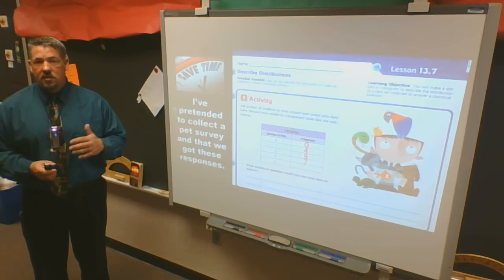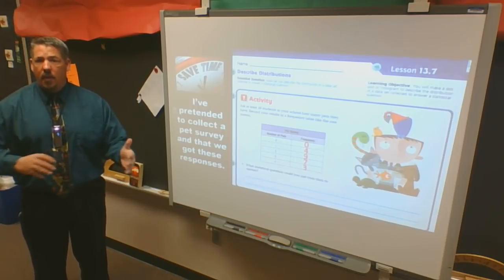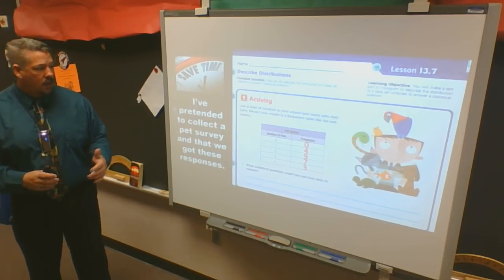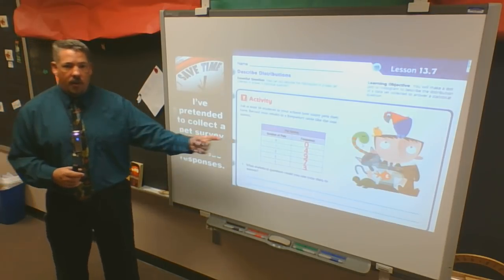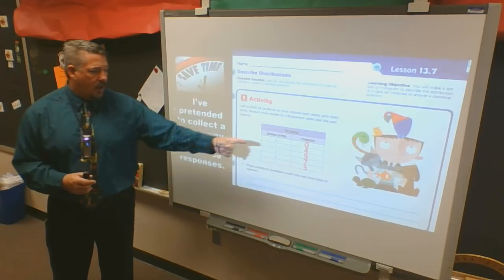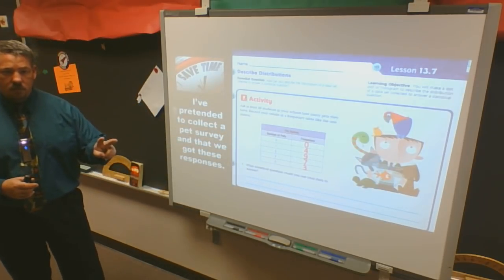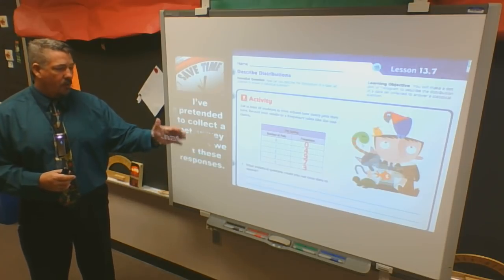So we're going to say that we had 0 students in our class that have 0 pets. Everybody has at least 1. And then I have 4 people, excuse me, that have 1 pet. You're filling this in your book. I have 9 people that have 2 pets. 7 people have 3 pets. And then 3 people have 4 pets.